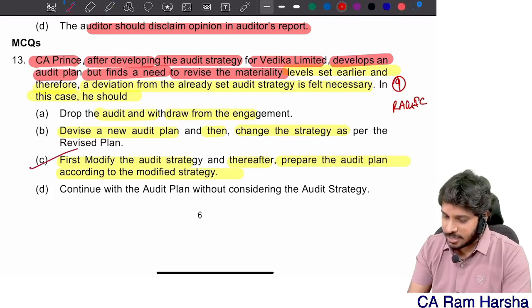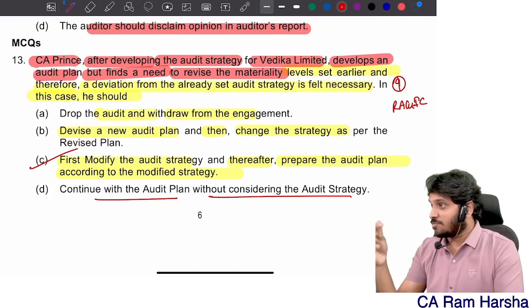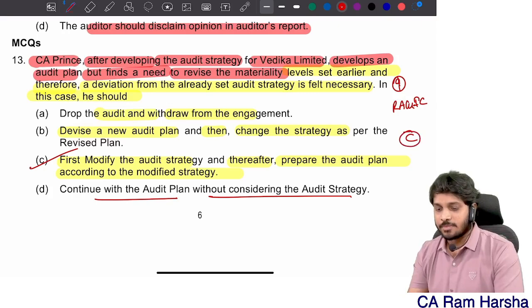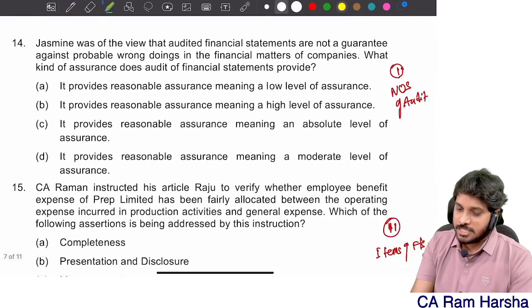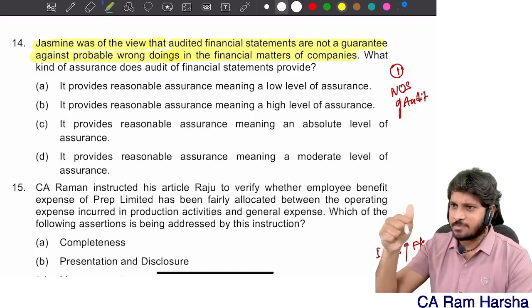First modify the strategy and thereafter prepare the audit plan according to the modified strategy. I think this is correct. Continue with the audit plan without modification? No. You should modify the strategy and plan depending upon the circumstances. C. Easy. Next. Jasmine was of the view that audited financials are not a guarantee against probable wrongdoings in the financials. She is correct, absolutely.